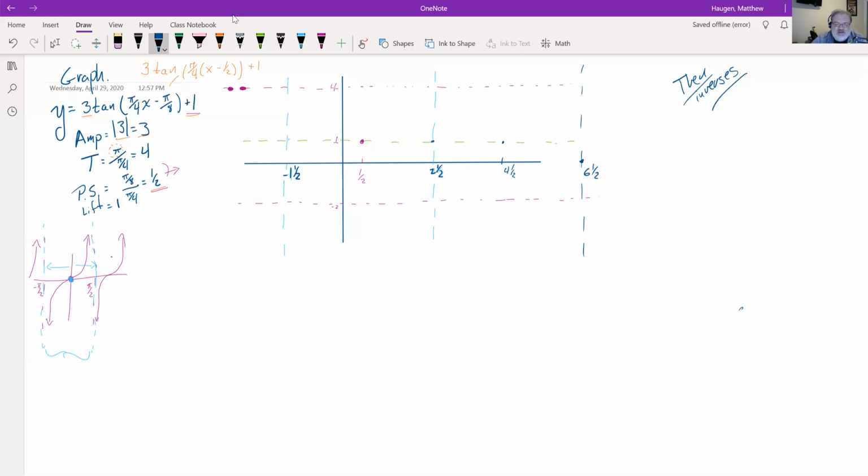Just be careful when you're counting from where we think of tangent as starting in the middle. We don't count out the full period like we do for sine and cosine, because that anchor point is not at the beginning of a period, it's in the middle of a period. Does that make sense? You guys good with that? That is by far the most common error people make.